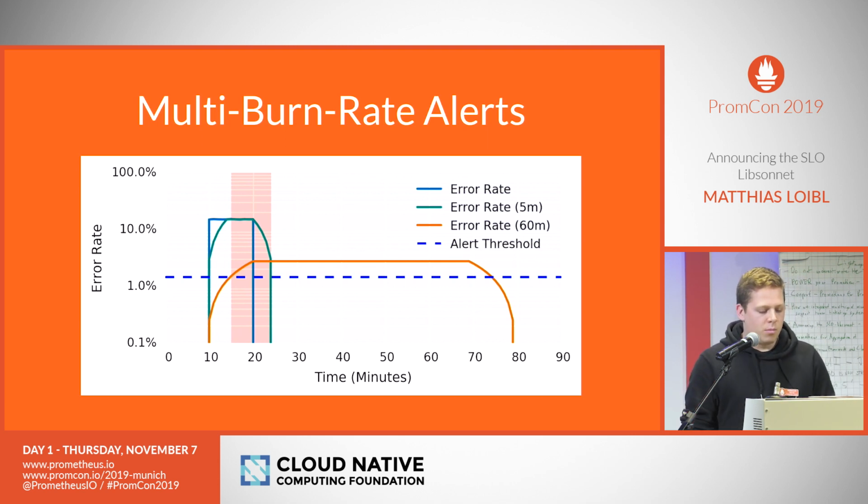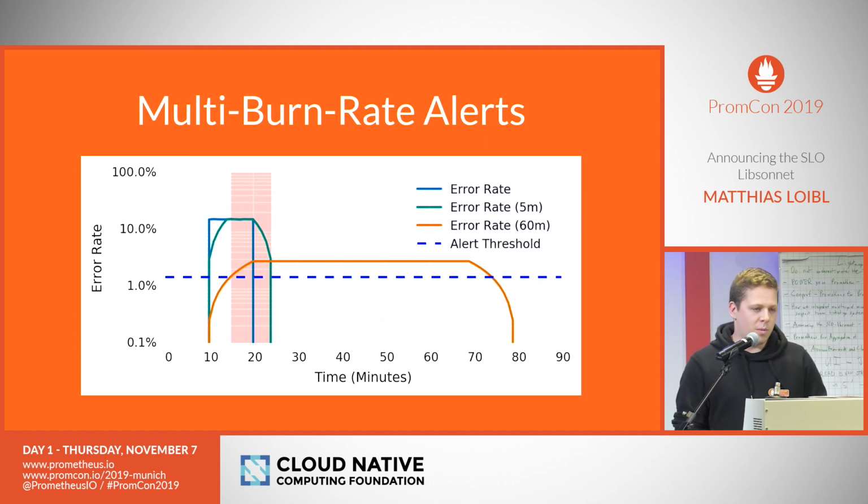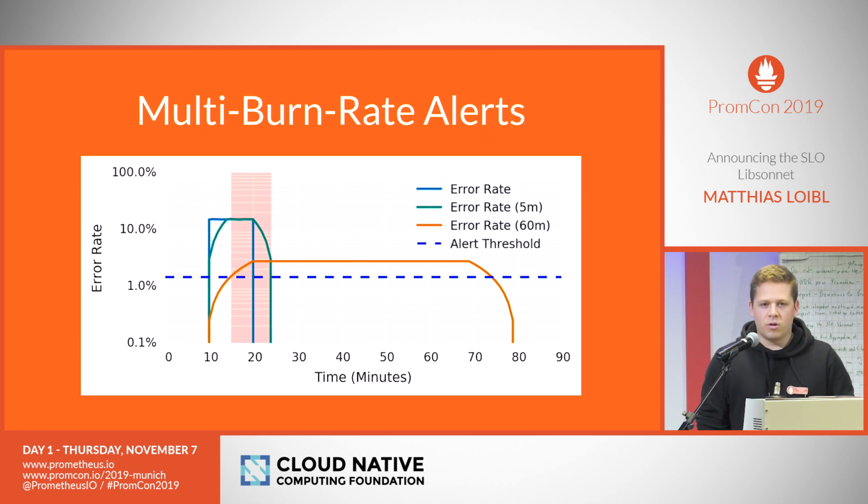And there's something called a multi-burn rate alert in the SRE book. We actually combine multiple 5-minute and 60-minute alerts in this case to come up with something clever to not overlook low error rates as well. And if there's anything from PromCon you want to take home, I really encourage everyone to put SLOs in place so you can actually talk to people about the reliability of your service and have data on that.